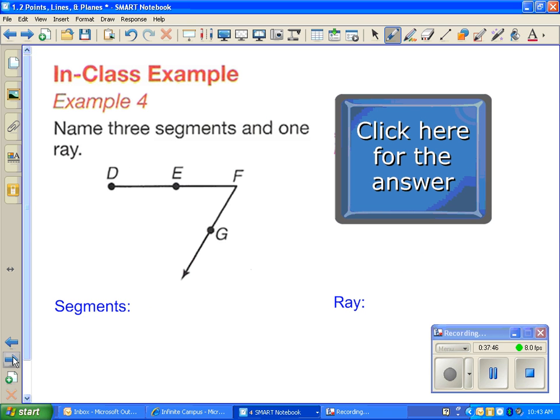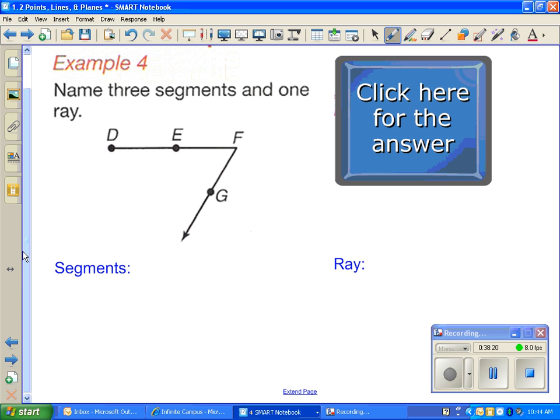Name 3 segments and 1 array. Segments have what? At least 2 points, and what do we know about the points? There's something very specific about a segment. They don't go on forever, so their 2 points have to be on the end. Now you're going to answer it, so what was yours?